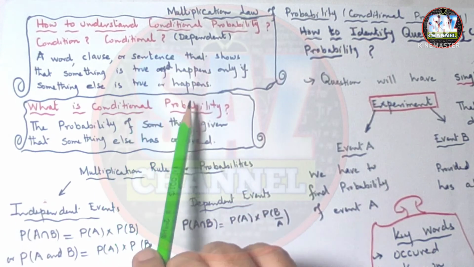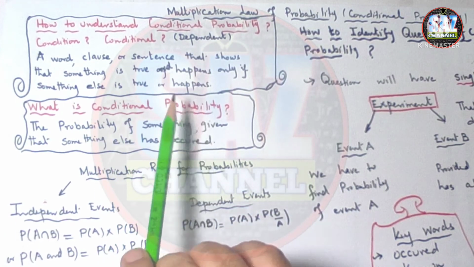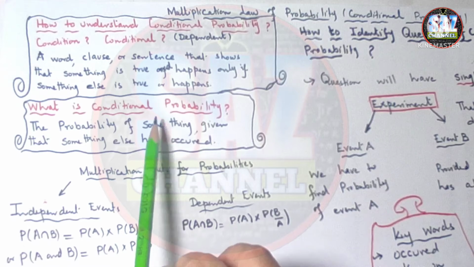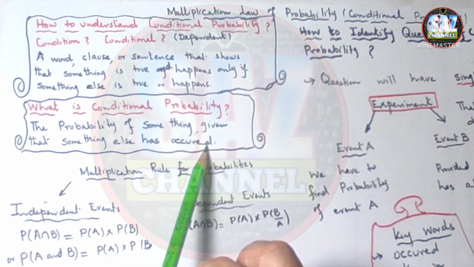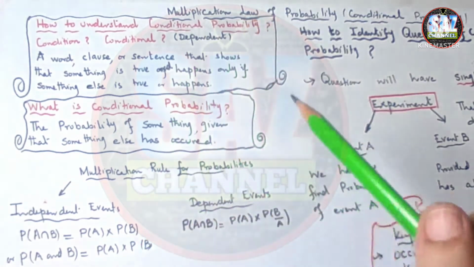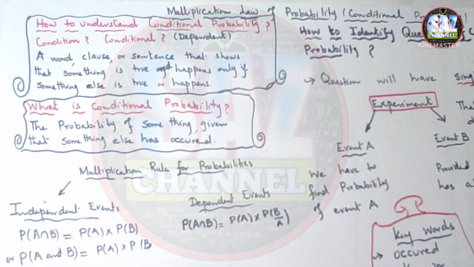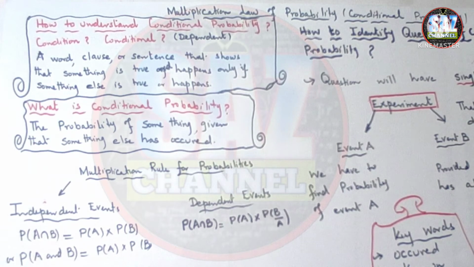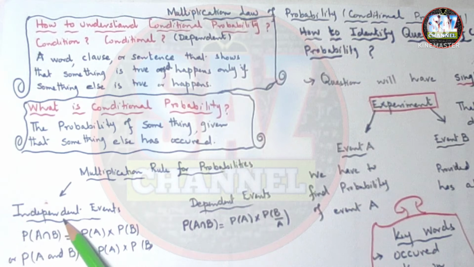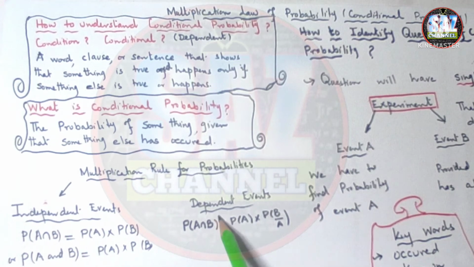So what is conditional probability? The probability of something given that something else has occurred or happened. This is the conditional probability. And in order to apply and solve the situations of conditional probability, we have to apply the multiplication rule for the probabilities. And again, if you recall my previous lesson, we can have 2 types of situations. One are the independent events and one are the dependent events.